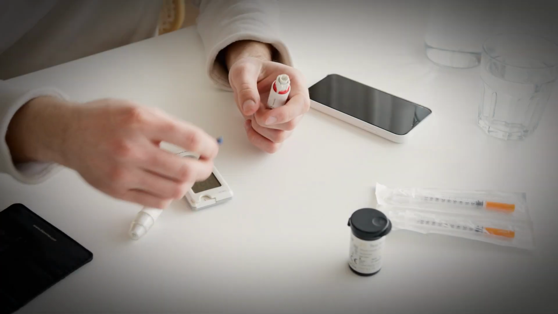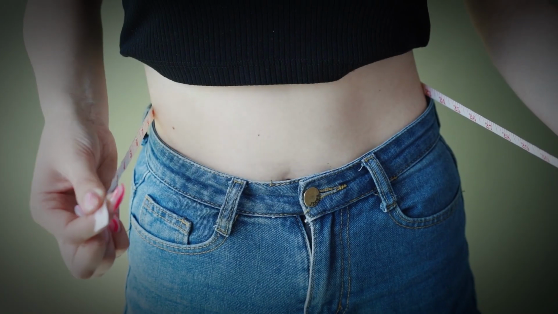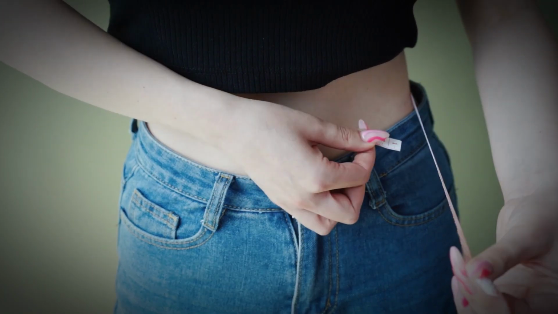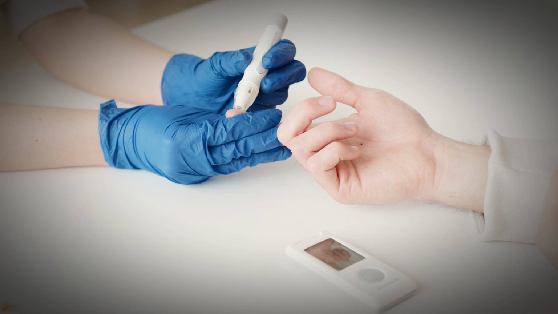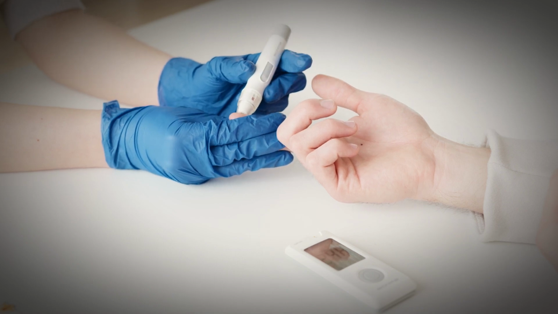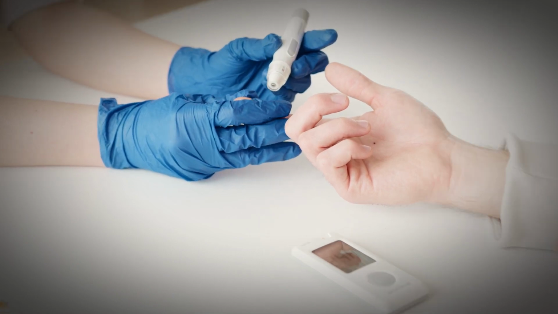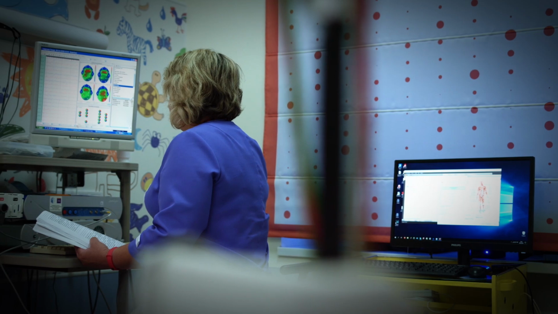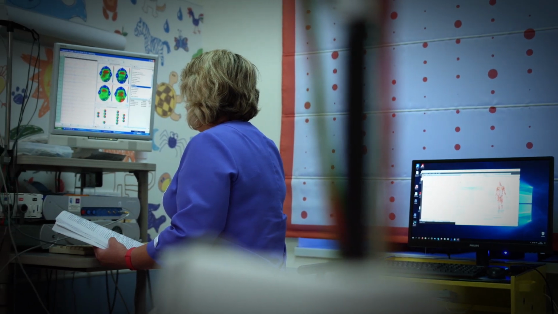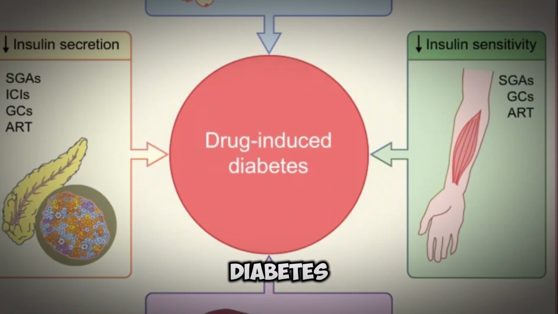Metabolic syndrome includes high blood pressure, high blood sugar, excess body fat around the waist, and abnormal cholesterol levels. Each of these conditions can individually contribute to the development of insulin resistance, and when they occur together, the risk is significantly amplified. 4. Medication-induced diabetes.